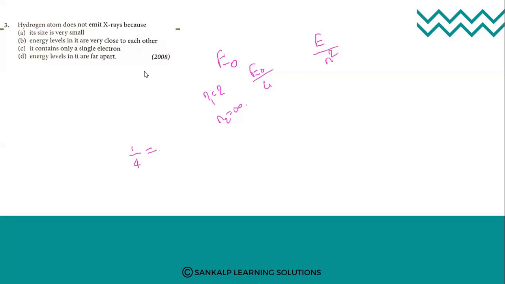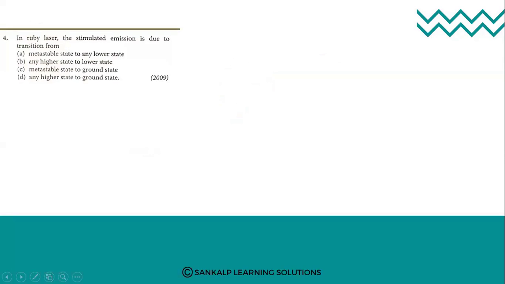Yes, hydrogen atom does not emit X-rays because of option C, it contains only a single electron. It is very small in size, and energy levels in it are far apart. So that is why the hydrogen atom does not emit X-rays, because of option C, it has only a single electron. See the next question.